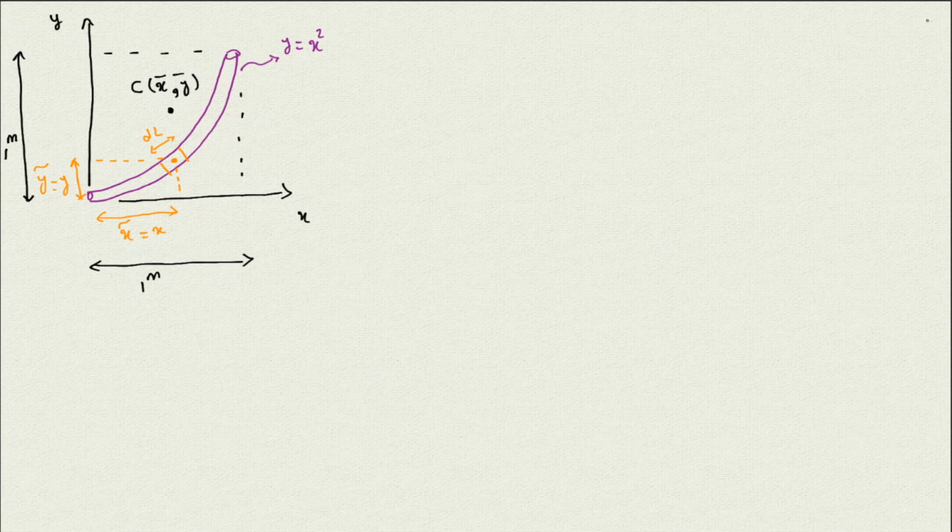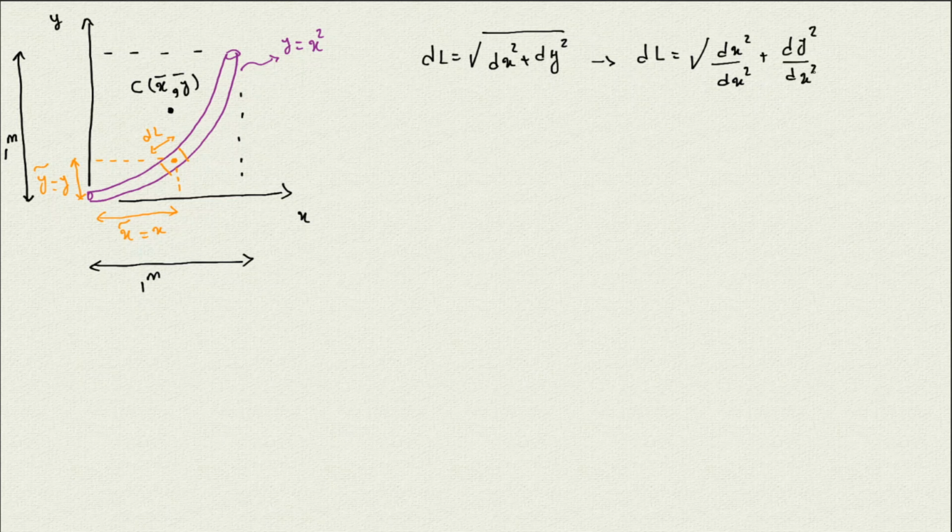So I have to first of all find the dl, and remember that we have said that dl is going to be the square root of dx squared plus dy squared, and then I want to do all the calculation as a function of x, so I would divide everything by dx as I said. So it's going to say dx squared divided by dx squared plus dy squared divided by dx squared, and then I times everything by dx squared.